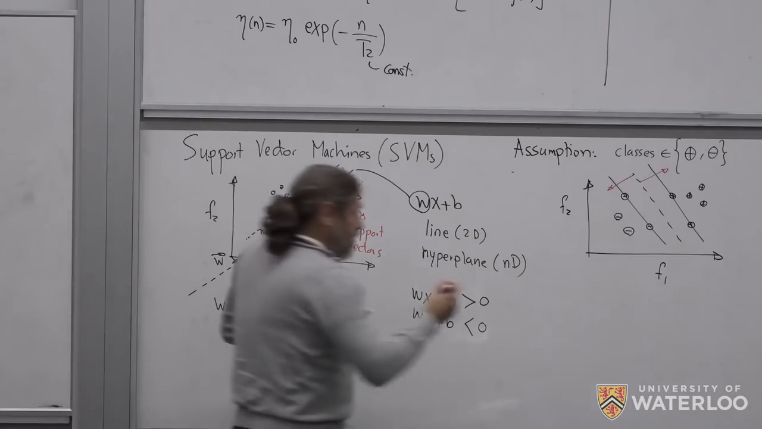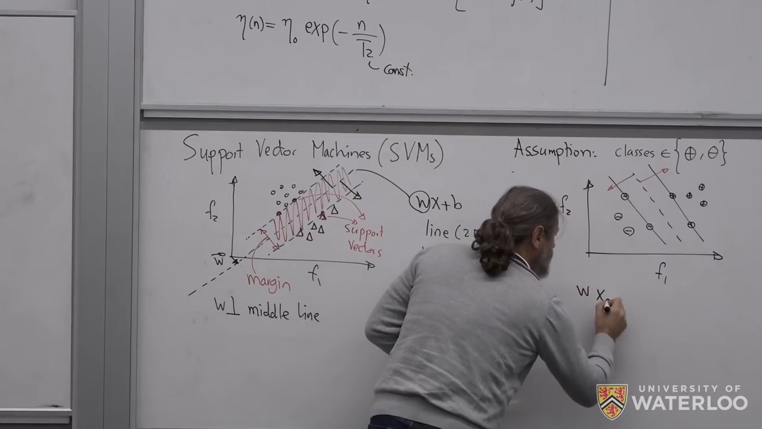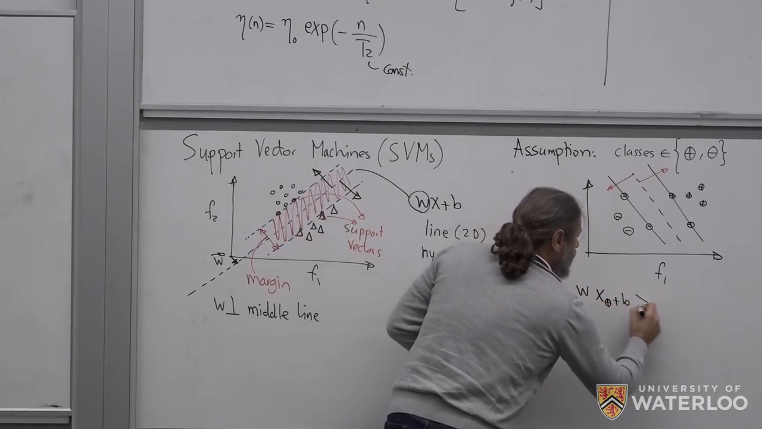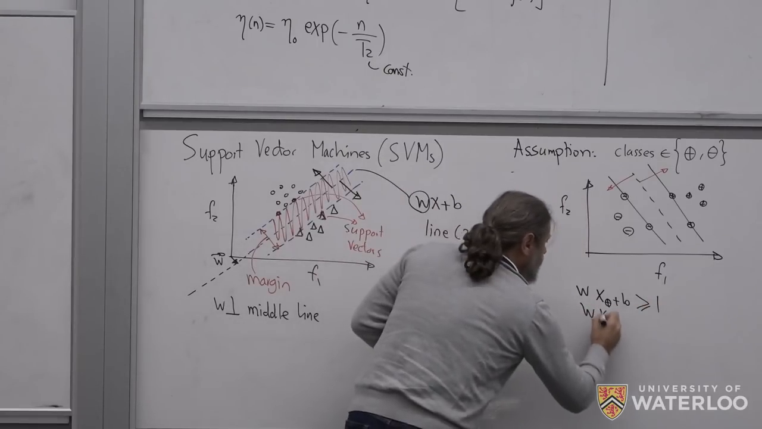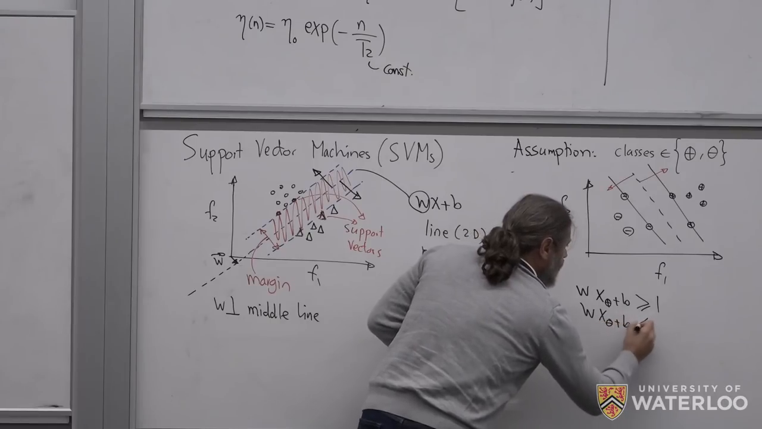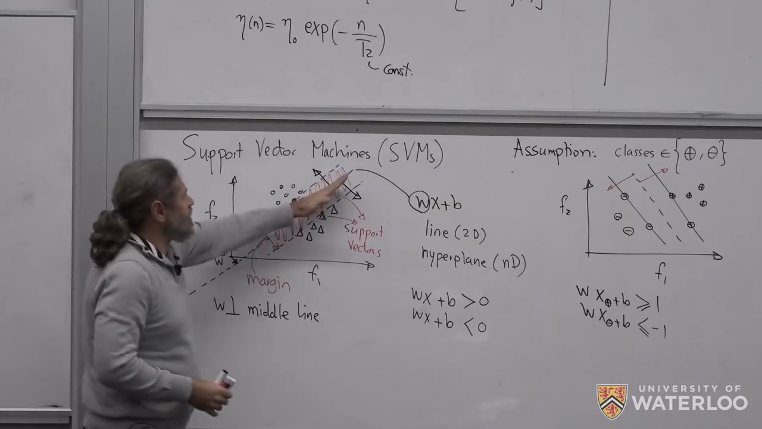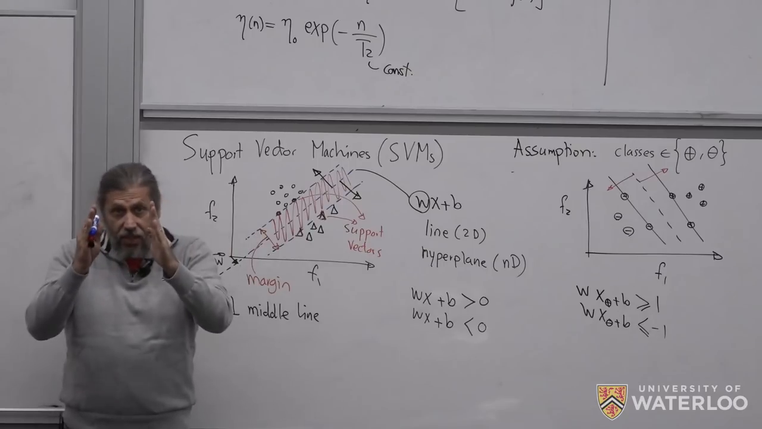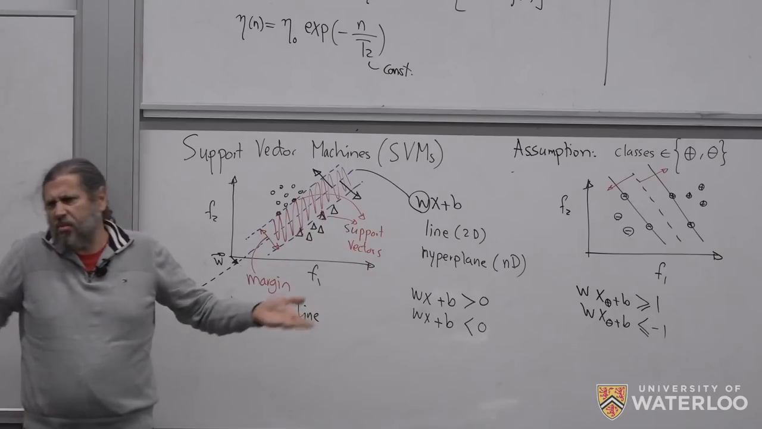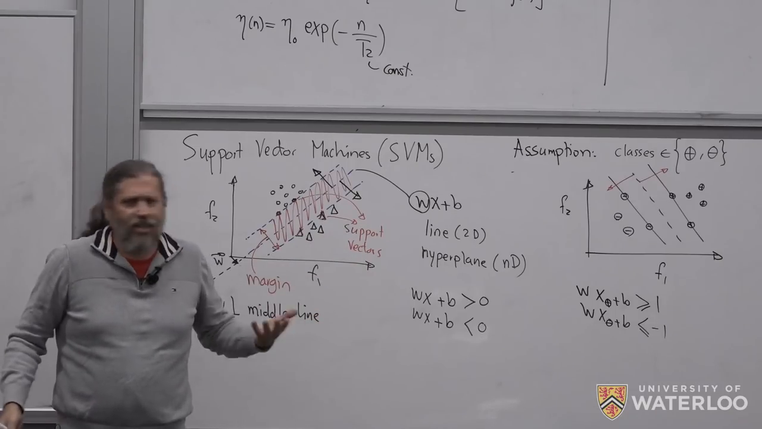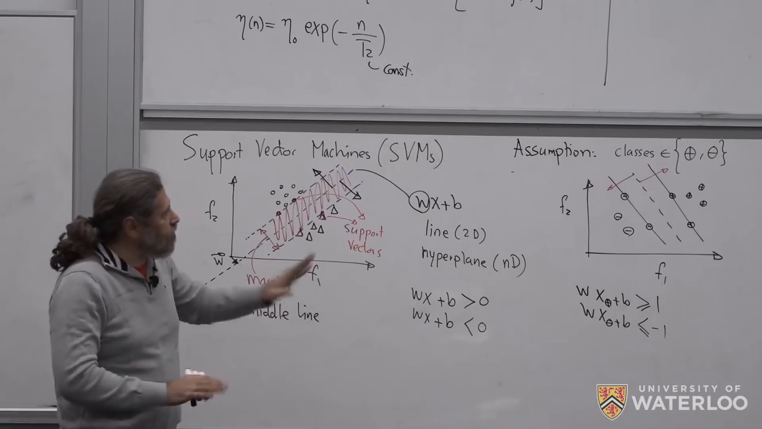So I could actually say, you know what? W times x positive plus b should be greater or equal 1. And W times x negative plus b should be less or equal minus 1. Why am I doing this? The middle line is 0. And from there, I have binary classification, plus minus. I could do plus minus 100, but that's not very convenient. I will keep it simple. Unity is always good, just 1.